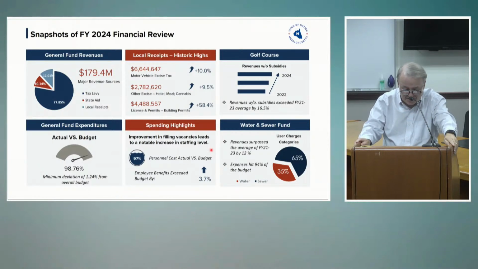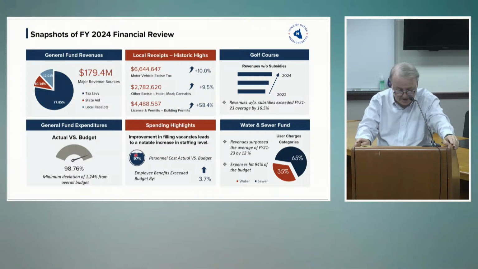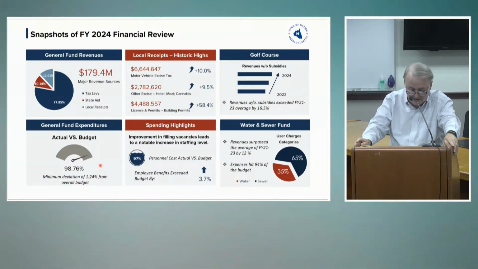And then finally, the general expenditures, actual versus budget: 98.76%. Once again, a good number that we like to see. The departments are spending their monies and doing a good forecast with regards to their costs for the year.